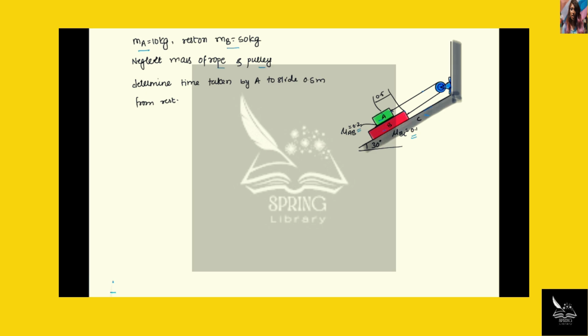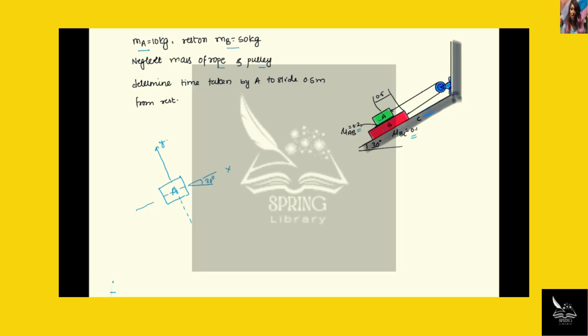Okay, so let's have a free body diagram of A. So this is body A. Now gravity is acting in this direction, so let's have our coordinate. So parallel to the plane our x-axis and perpendicular to this plane our y-axis. Now this angle we know it is 30 degrees.